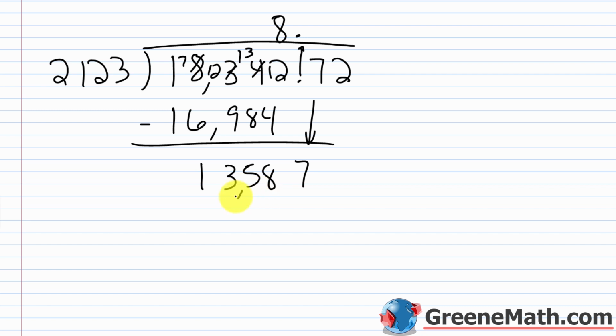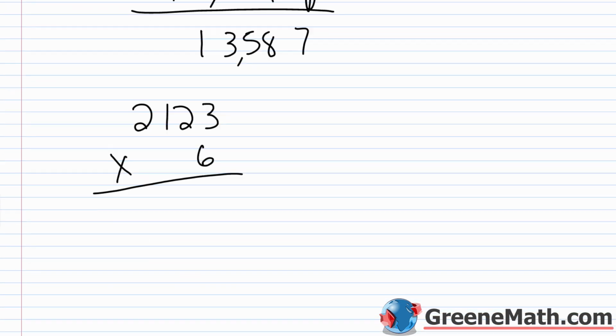So now I'm working with 13,587. So again, I'm going to make a little guess. So what I do is I think about, okay, 2,000 times 6 would give me 12,000. Let's just try that out first. So 2,123 times 6. Let me scroll down. Get a little room going.